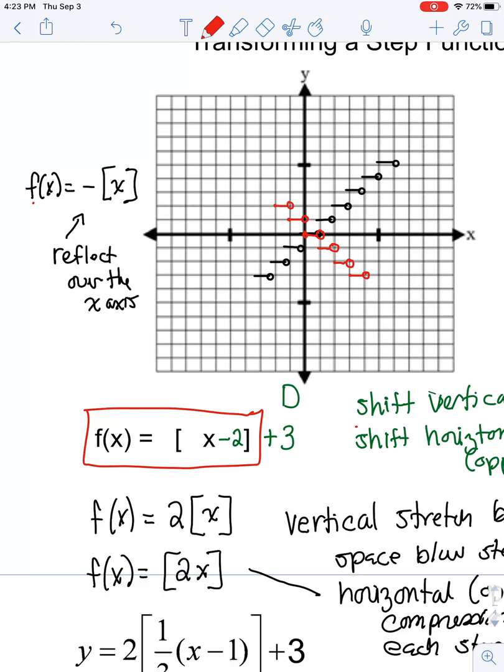So this would be a reflection over the x-axis. And one more, if we wanted to show a transformation where the negative was inside the integer function, what this will do is reflect it horizontally. So essentially, that is going to flip over the x-axis.